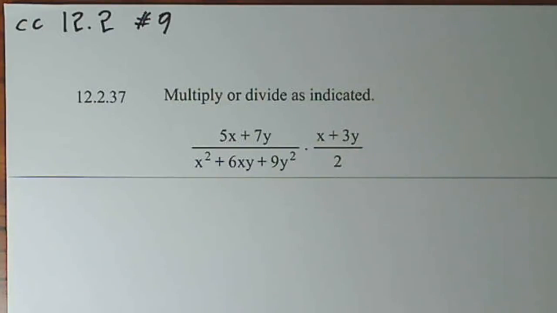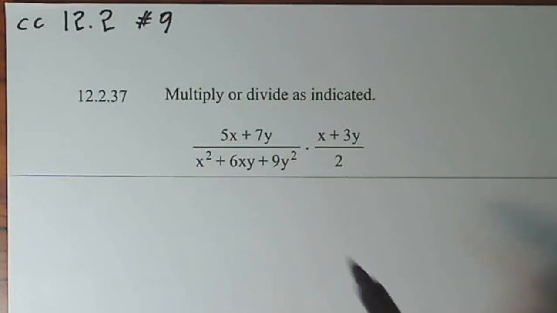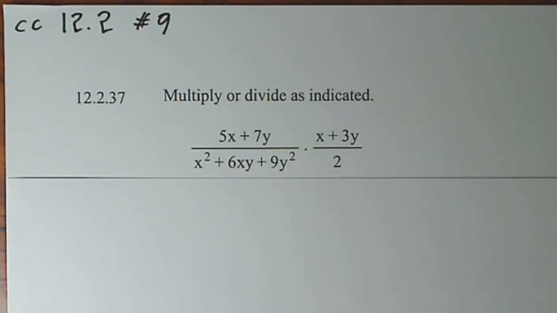We're asked to basically multiply here. There's not a division sign, that's a multiplication sign. But it would be a lot of work. It's much easier to cancel common factors first.